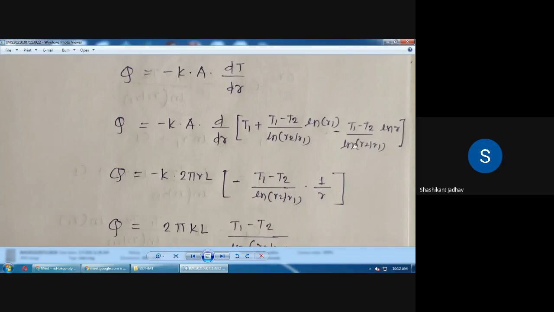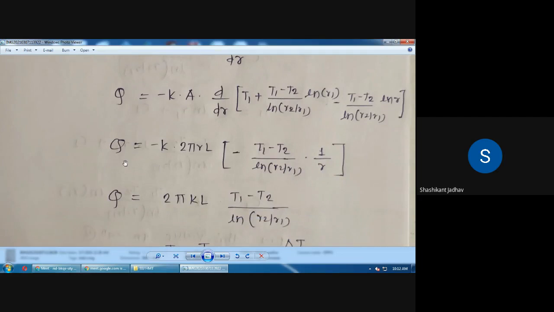And in the last term, ln of R is there. So we have to take the derivative with respect to R. And what is that derivative? 1 upon R. Okay. So from that we get the value of Q is equal to minus K into, what is the value of area? Area काय असणार आहे सांगा? सिलेंडरचा सरफेस एरिया. So from that area heat transfer will take place. That area is nothing but surface area of that particular cylinder.